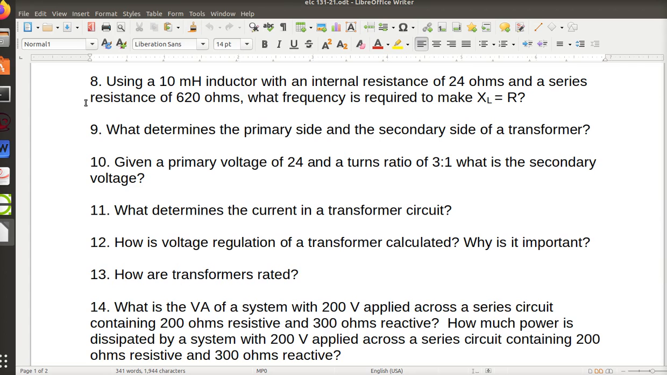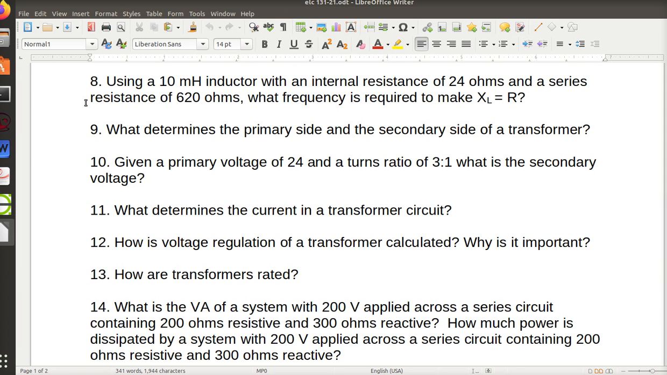ELC131, worksheet 21. This is part 2. What determines the primary side and the secondary side of a transformer? Transformers have two sides, most of them. They have a high voltage side and a low voltage side.